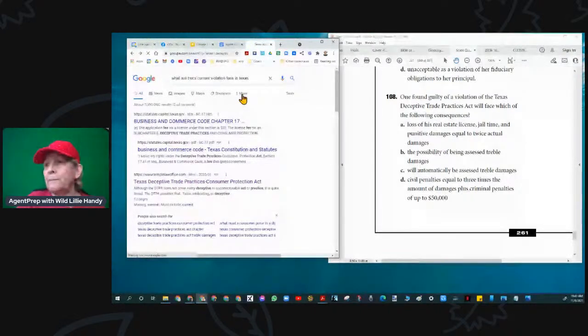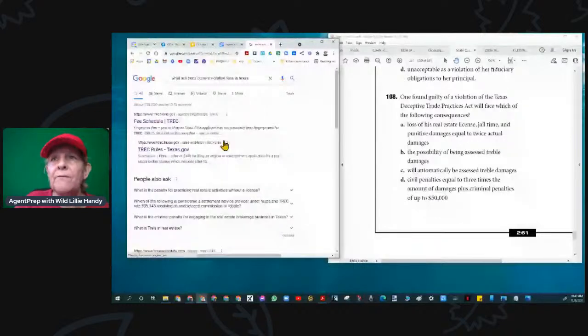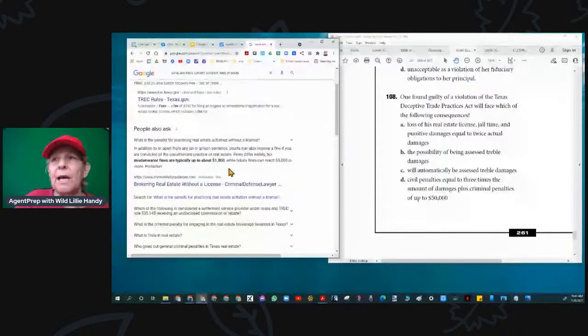I just want to show you, see if I can find it. What is the penalty for practicing real estate without a license? Yeah, so that one says up to 5,000, can reach up to 5,000 for a felony, typically up to about 1,000. However, you can also get jail time. In addition or apart from any jail or prison sentence, court can also impose a fine if you are convicted of the unauthorized practice of real estate.